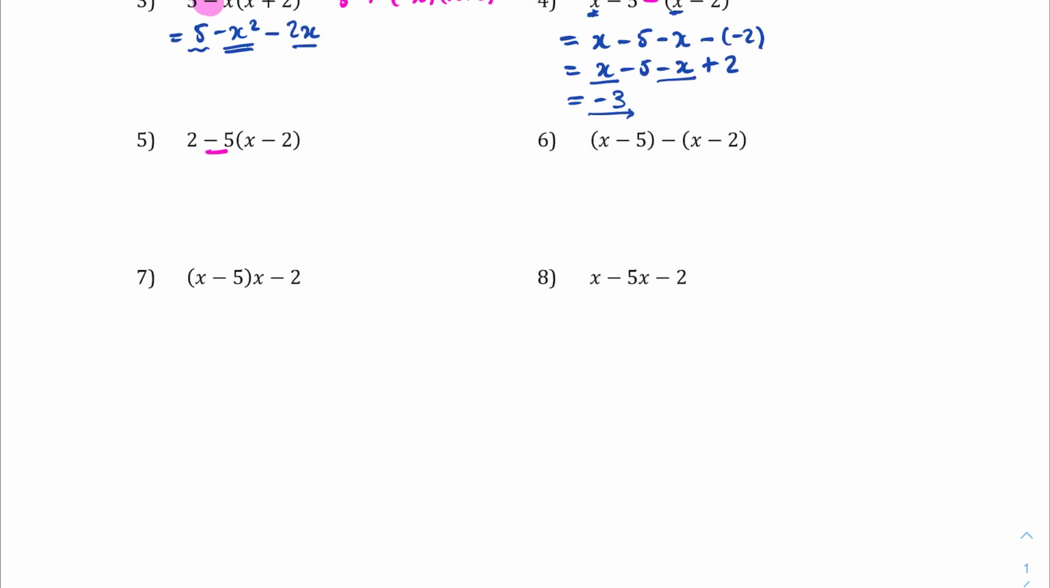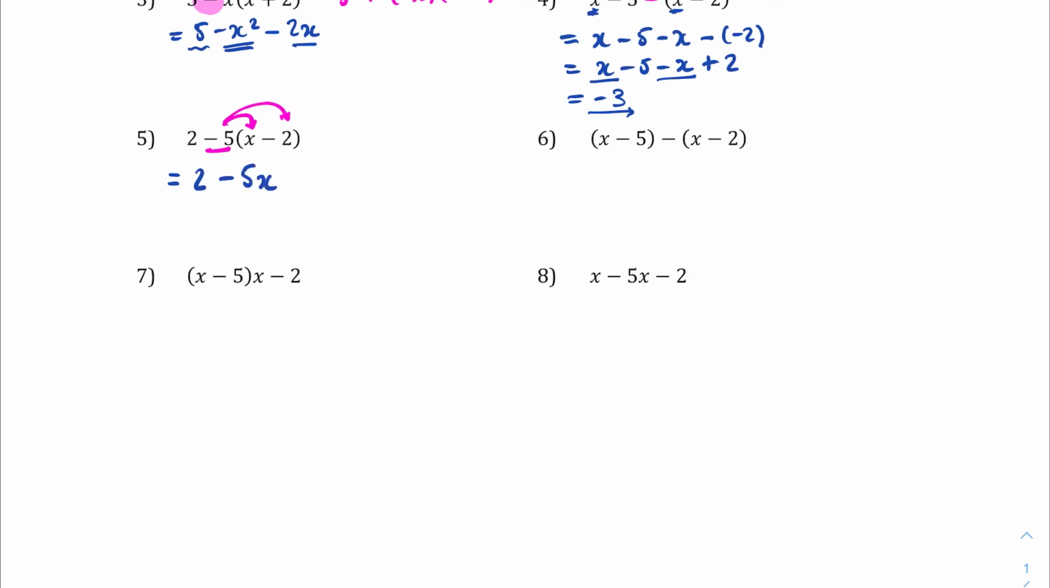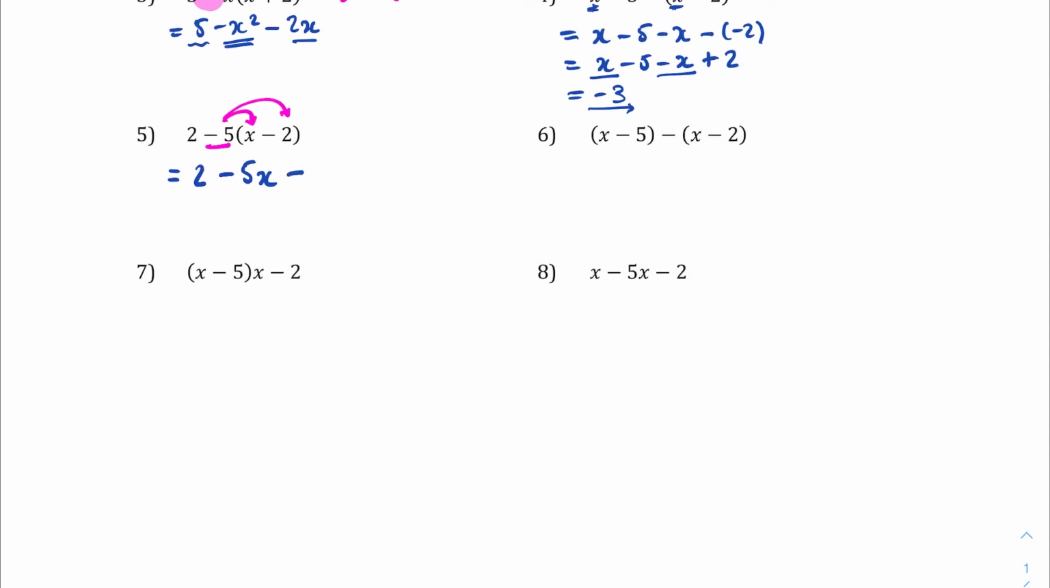We can go and multiply negative 5 times x and negative 5 times a negative 2. We are left with our 2. We are going to keep our 2. And then we're going to say negative 5 times positive x is negative 5x. Then we're going to say a negative 5 times a negative, we're going to get positive, and 5 times 2 is 10.